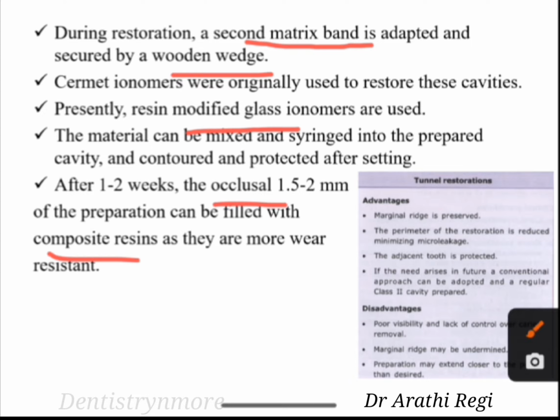So this comes under the tunnel restoration, and the main advantages and disadvantages include, some of the advantages: the marginal ridge is preserved and the perimeter of the restoration is reduced, minimizing microleakage. The adjacent tooth is protected. And the disadvantages: there will be poor visibility and the marginal ridge may be undermined.